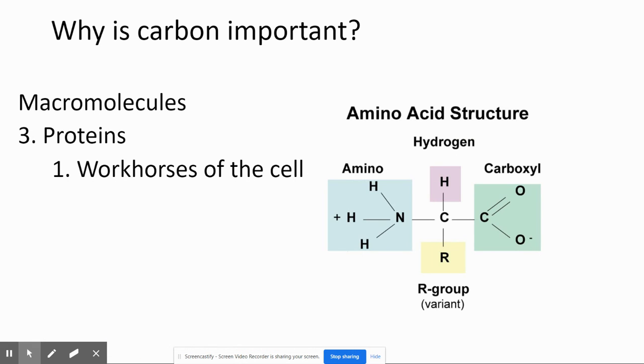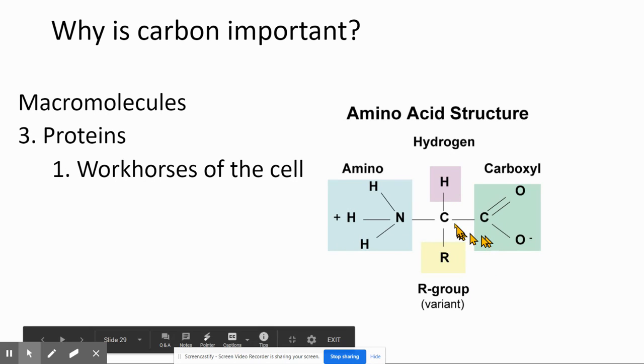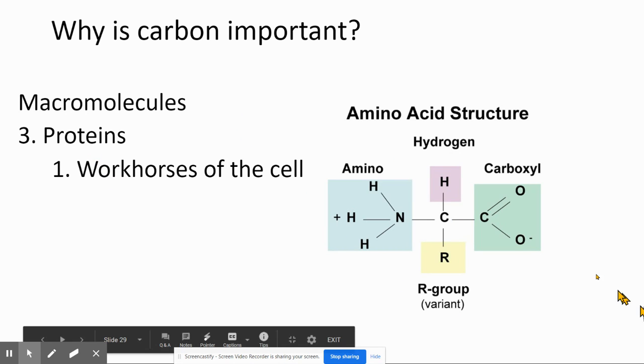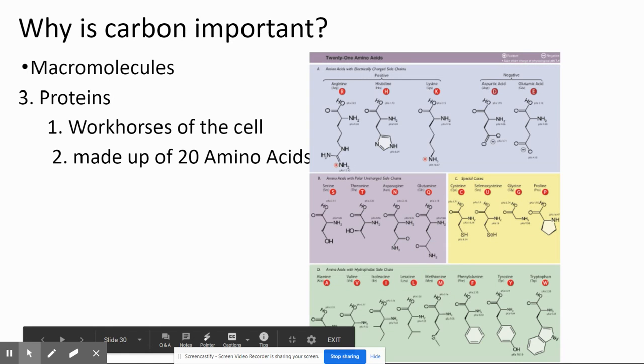And then the third one is proteins. And here is this alpha carbon. And then here's the carboxyl group, which is right here. And so this is the amino acid that makes up proteins. And this is the variant group, right? This is the R group. And there's actually 20 different R groups, so there's really only 20 different amino acids. And that's them here. And this is just showing you the R group.